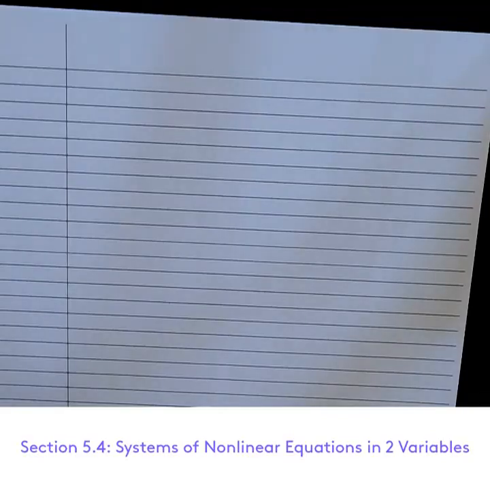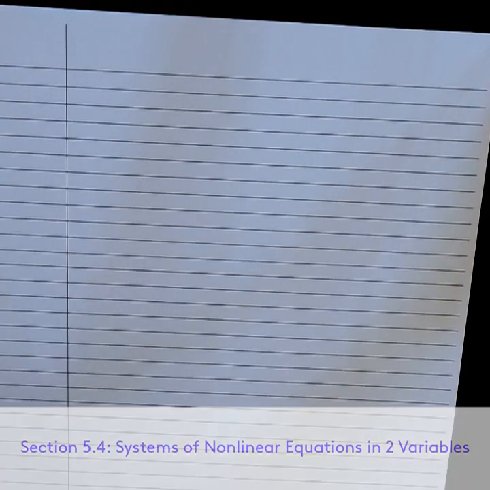All right, so let's take a look now at section 5.4. We're talking about systems of nonlinear equations in two variables. Now, when we saw systems of linear equations in two variables, we saw two methods that we could use to solve, the addition method and the substitution method. And we saw that both of them are reasonably useful in that context.